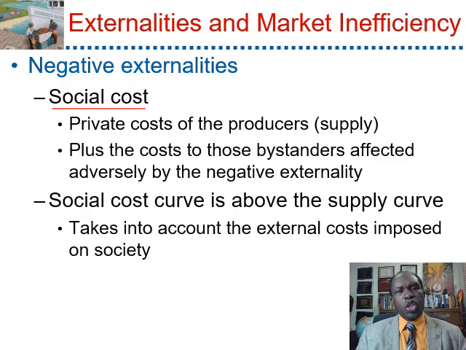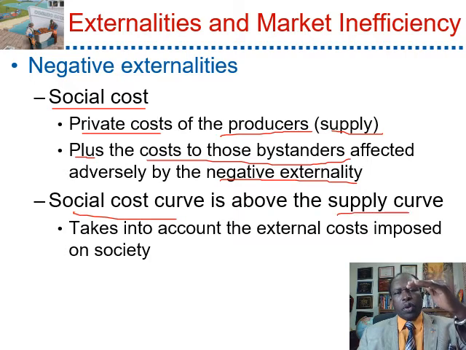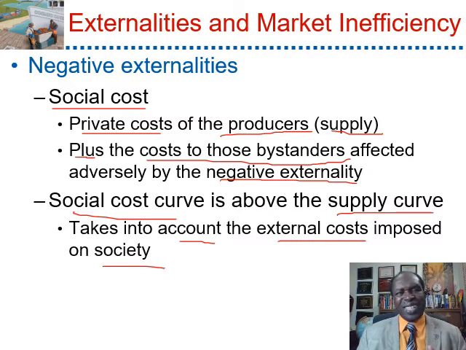The social cost is the private cost of the producer, the supply curve, plus the cost to those bystanders adversely affected by the negative externality. Usually the social cost is above the supply curve because it takes into account the external cost imposed on society.